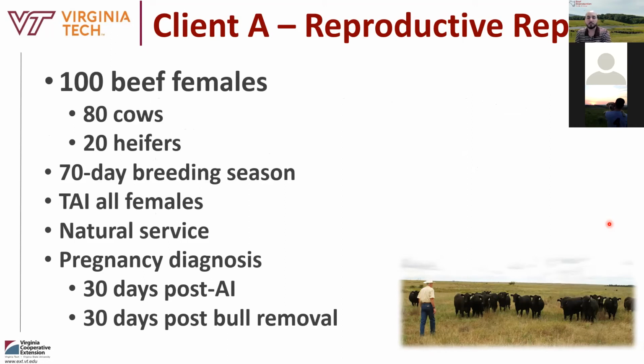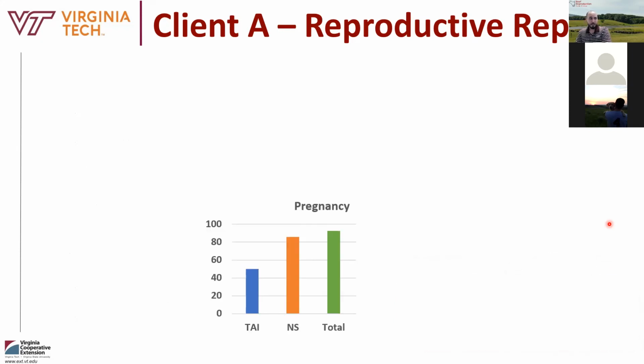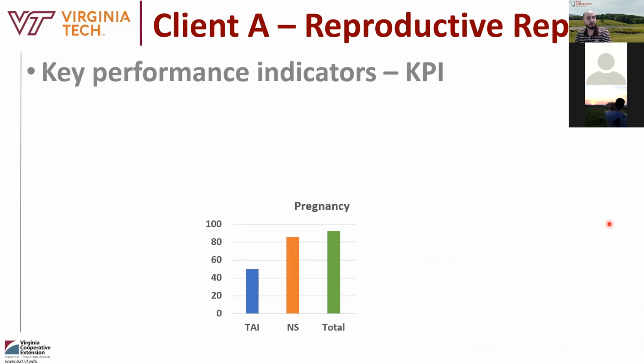And we do pregnancy diagnosis twice during the season. 30 days post AI, so we can look at AI pregnancy rates with confidence, and then 30 days after the end of the breeding season or when the bulls are removed. Okay, so we're going to look at some key performance indicators, right? So some of the things that I would show that client A at the end of the breeding season, so that we can look at some of the results and things that we can improve, right?